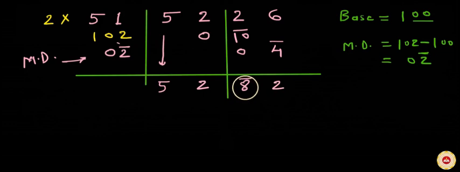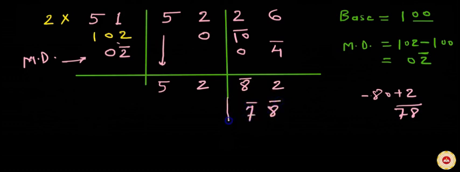The first digit in the remainder is negative. That means the whole number is negative. So the value of 80 is negative 80, and the value of this 2 is 2 only. Let us add it, we get negative 78. So the value of this 82 with first 8 negative is negative 78.